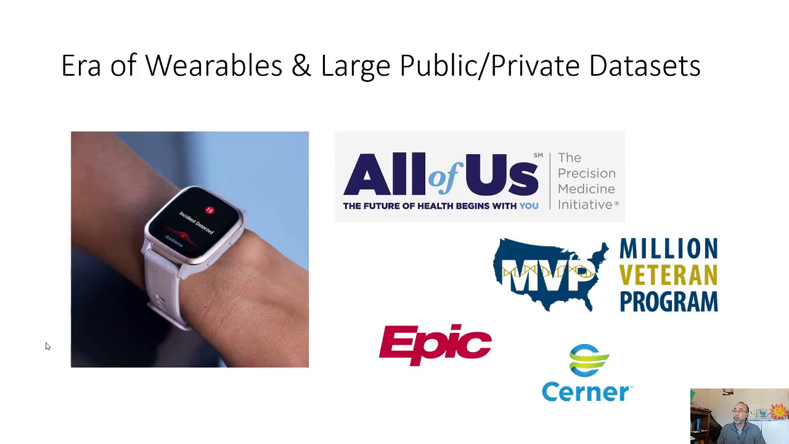Finally, we're in an era of wearables and large public and private data sets. An example of large public data sets include All of Us, which is the precision medicine initiative by the NIH. There's the Million Veteran Program within the VA. And then you certainly have private data sets such as Epic and Cerner. And many of these are considering incorporating wearable devices in their data sets. And these data sets will also include other information, not only clinical conditions, but also genetic information and a lot of blood and biochemical biomarkers.